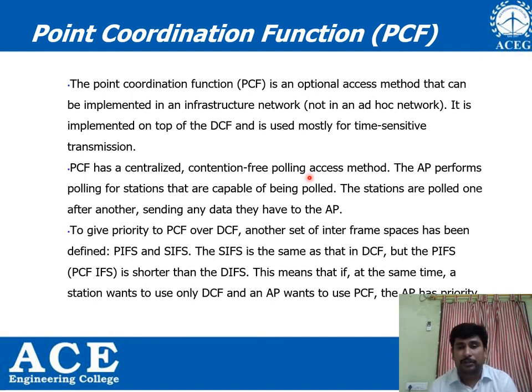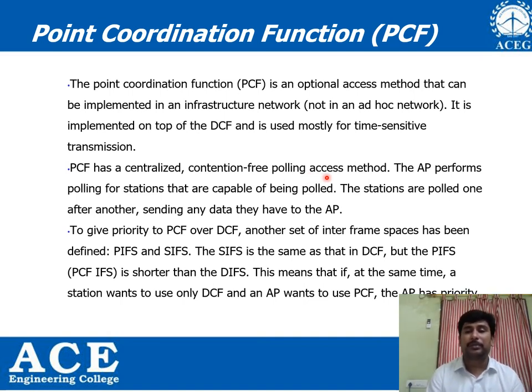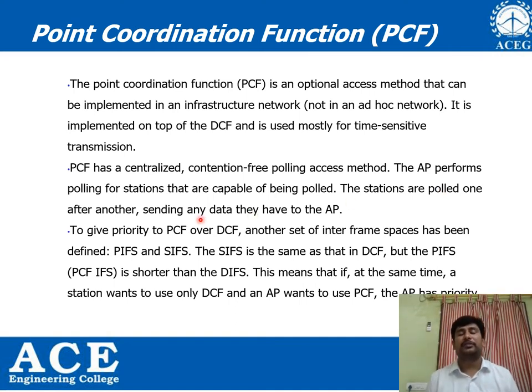Whenever the primary wants to transmit data, it sends a select function. If it wants to receive data from any of the secondary stations, it uses the poll function. Here the role of the primary station is performed by the access point. So the access point performs the polling for the stations that are capable of being polled. The stations are polled one after another. For instance, I have three devices connected to me. The access point first polls station 1 and receives the data from 1. Next, it polls station 2 and receives the data from 2. Then it polls station 3 and receives the data from station 3.